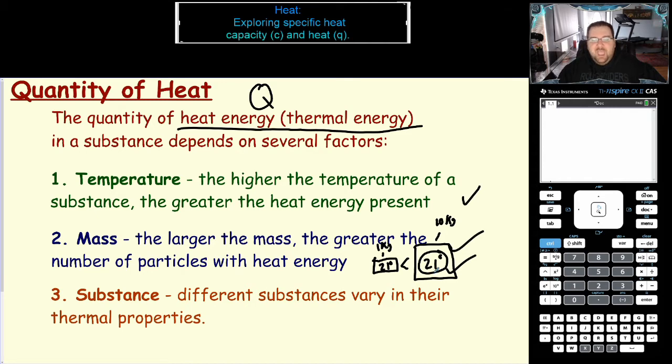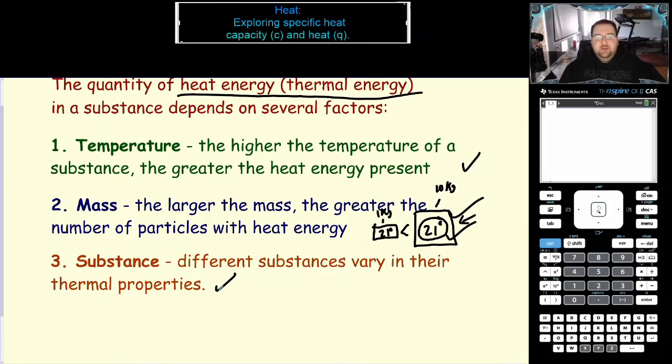Okay? And you can also think of it as how much energy would be required to heat up 10 kilograms of something to 21 degrees Celsius versus 1 kilogram of something to 21 degrees Celsius. This one would require way more energy, which means in the end, it has way more energy.